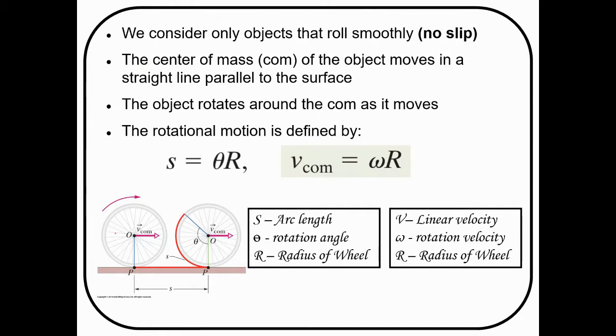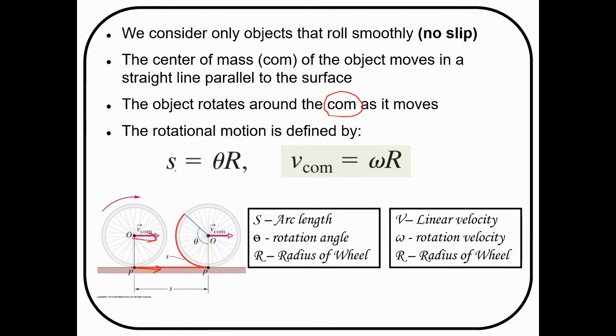For example, you can see this picture. This wheel is rolling, so the velocity of our center of mass will be in this direction, and it is exactly moving in the direction parallel to the surface. And the object rotates around its center of mass as it moves. So COM stands for center of mass. If any object rotates, it will be exactly rotating about its center of mass.